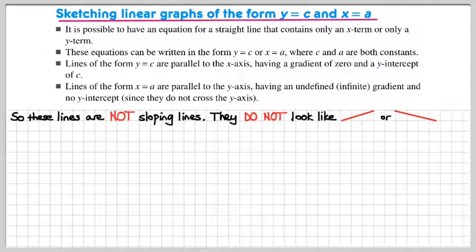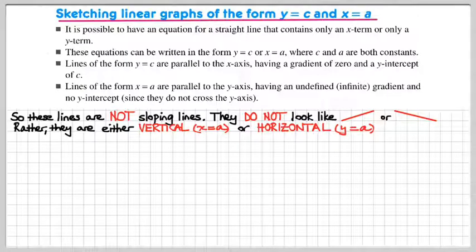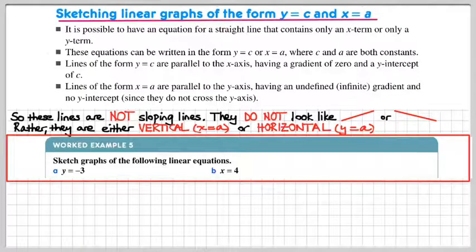Righto now. So these lines are not sloping lines. They do not look like that or that. They do not have a slope, guys. They are either vertical, the x equals a type, or they're horizontal, such as the y equals c type. So, come on, we're going to do this and then we'll get out of here.